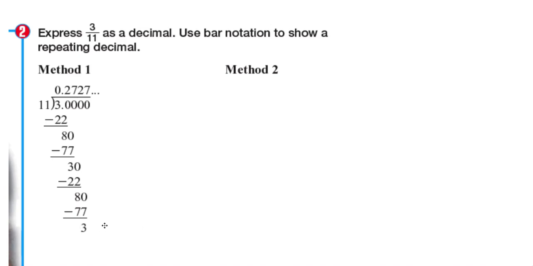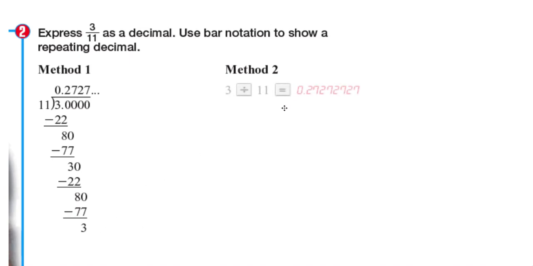Okay, so if you notice, the digits start to repeat, 0.27, 0.27, dot, dot, dot. It continues on. It will continue forever. Okay, and if you notice, you start off again with 3. That means the pattern will continue.